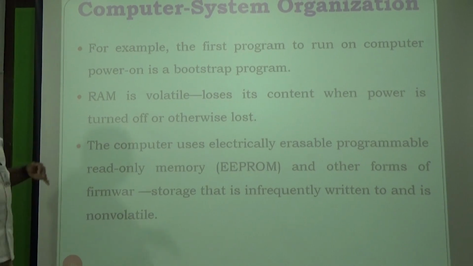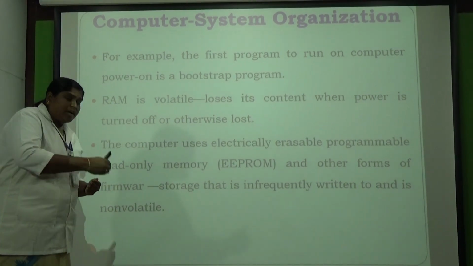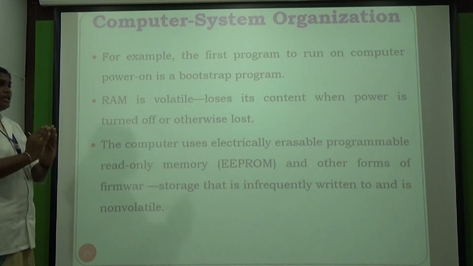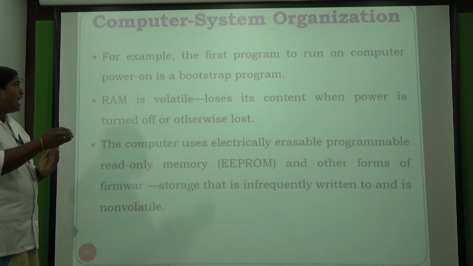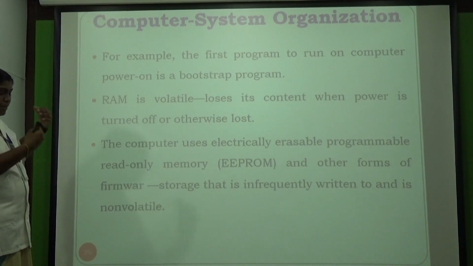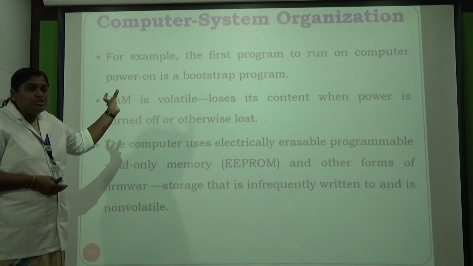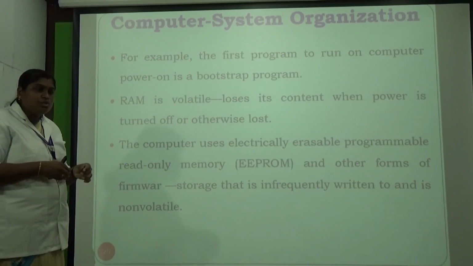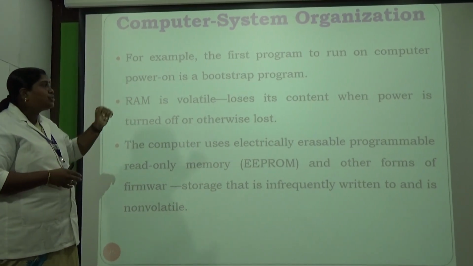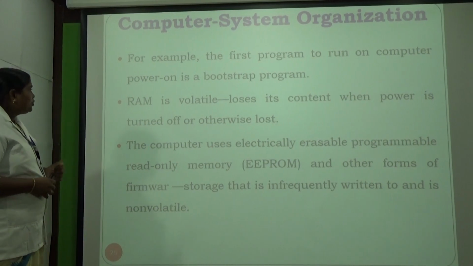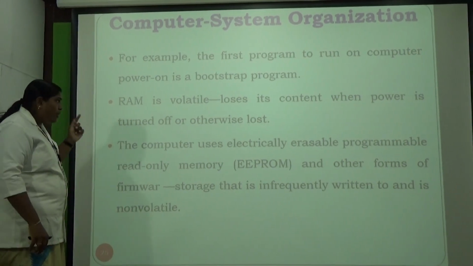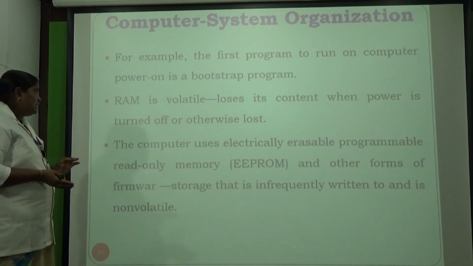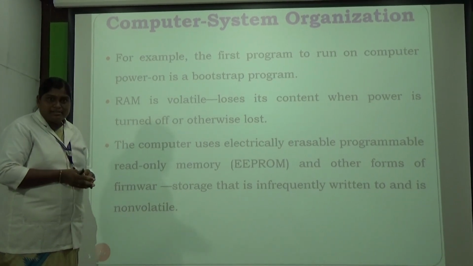As an example for memory, when you start to run a program, the program that is called on power-on is called the bootstrap program. While you are switching on the computer, it's booting, right? That program is called the bootstrap program. Next is RAM. RAM is volatile because whenever you power off the system, it will lose all the contents, right?